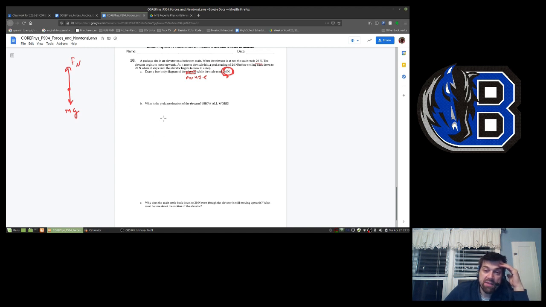Now my peak acceleration, if I want to relate forces to acceleration, I do Newton's second law, right? F equals ma, but not just any old F equals ma. There's multiple forces at play here.